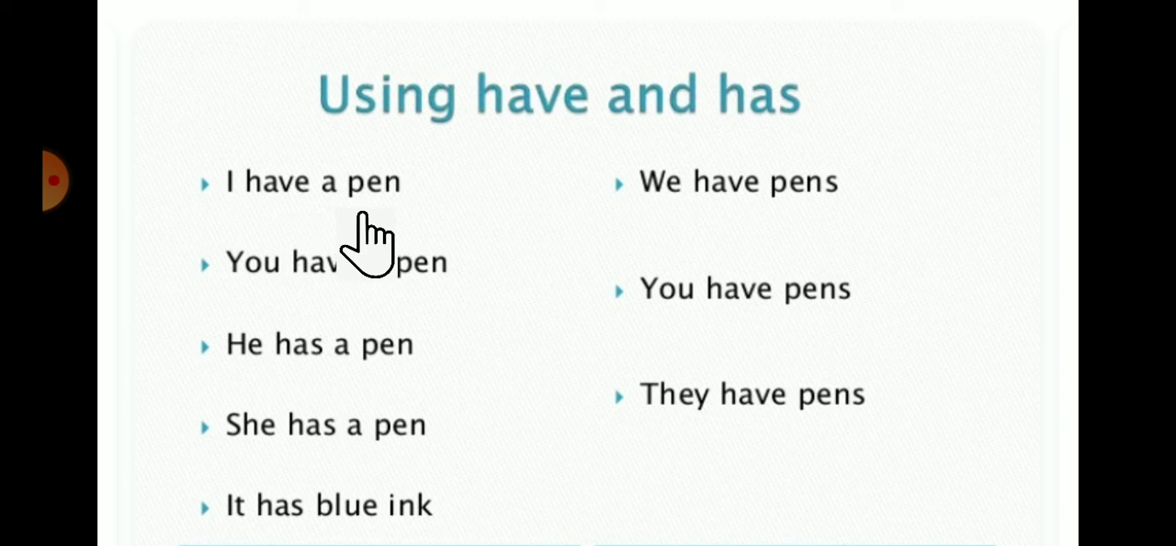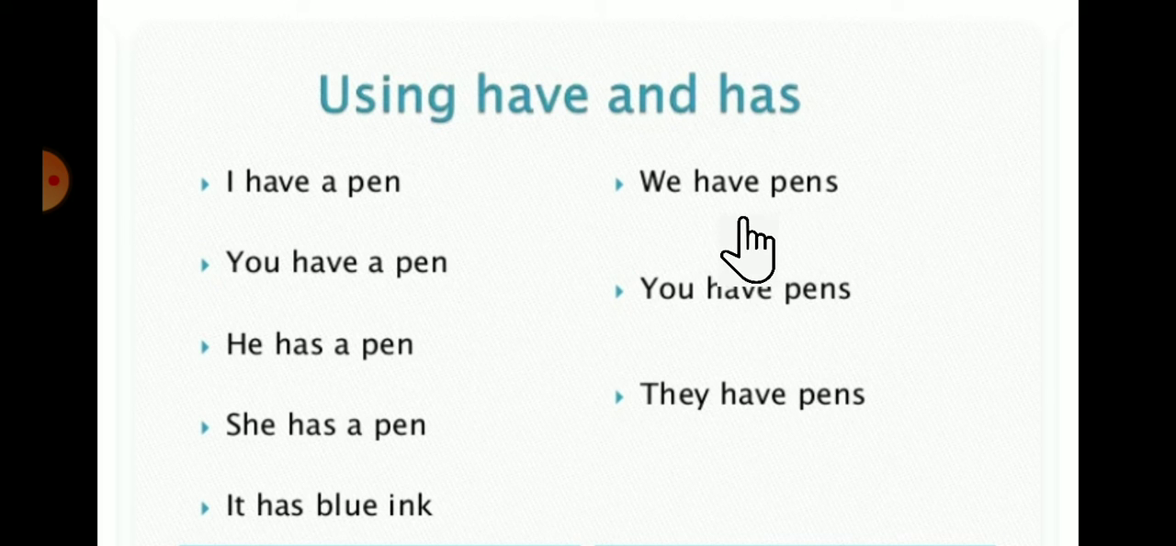I have a pen. You have a pen. He has a pen. Along with the third person "he", we can't use "have". We should use "he has a pen". Along with the third person "she", we can't use "have". So what do we have to use? "Has". She has a pen. It has blue ink. So "it" is also a third person. It has blue ink.